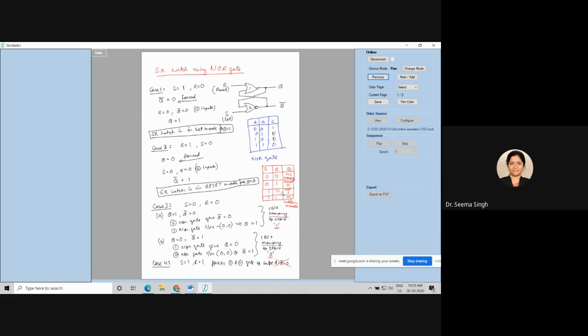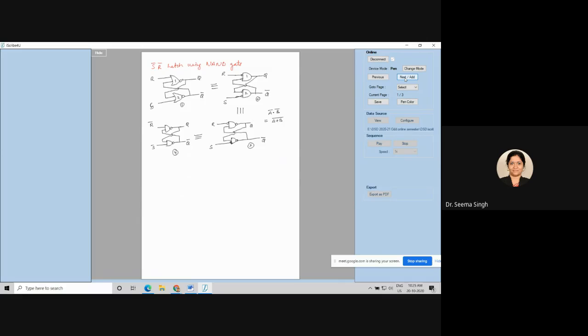0 and 1 will become reset state, and 1 and 1 will become the... and 1 will become 0 and 0, and that will become the indeterminate state. So everything becomes opposite, right? Everything becomes opposite. So now this truth table will be a little different.